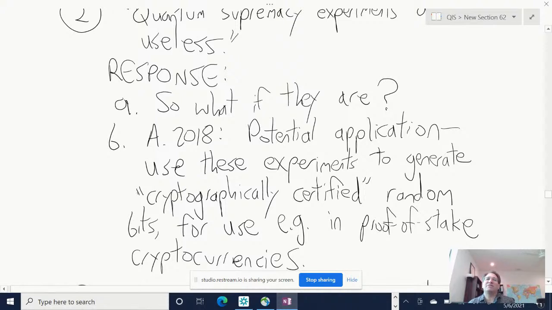And now that could be useful for all sorts of applications. A prominent example being what are called proof of stake cryptocurrencies, such as the next generation Ethereum, where you need to constantly run a lottery to decide who gets to add the next block to your blockchain. The decision has to be made randomly, and everyone has to trust that it really was random, because billions of dollars are riding on that, or pounds.